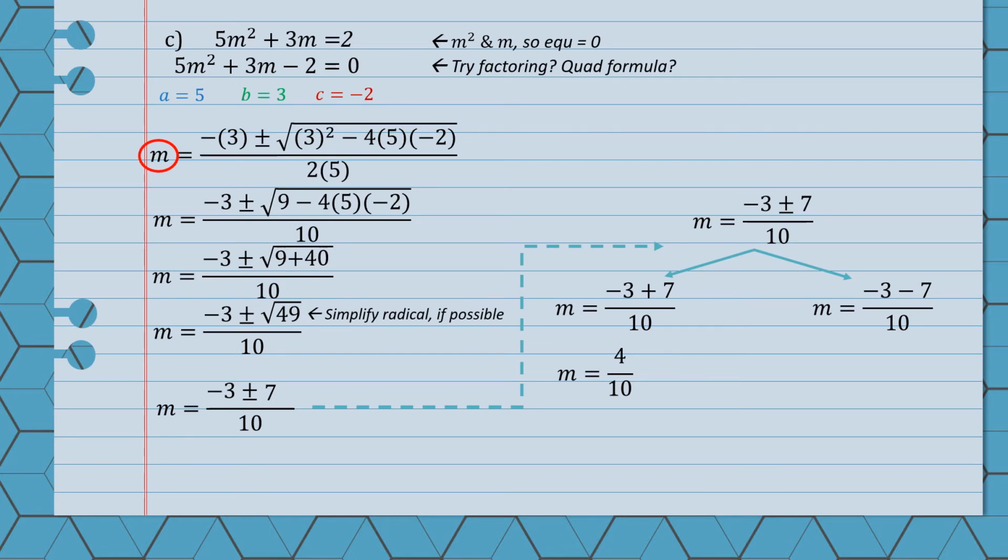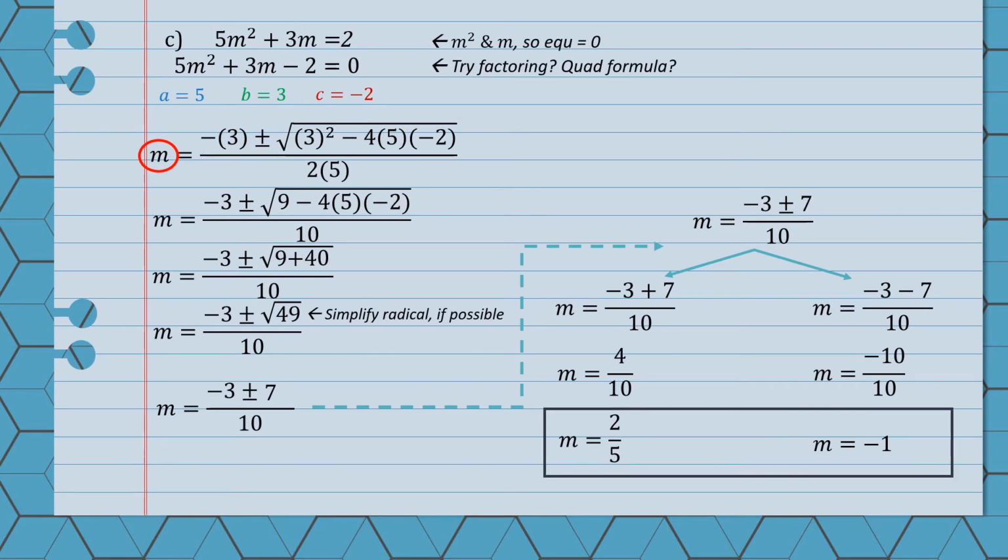Now since this is a single fraction, we want to, if possible, reduce the fraction, and it reduces to 2 over 5. So that is your first solution. Now your second solution is of the form -3 minus 7, and again, those are like terms, still all over 10. Well, -3 minus 7 combines to give you -10, still over 10, which can reduce to give you m equals -1. And these are your two solutions.